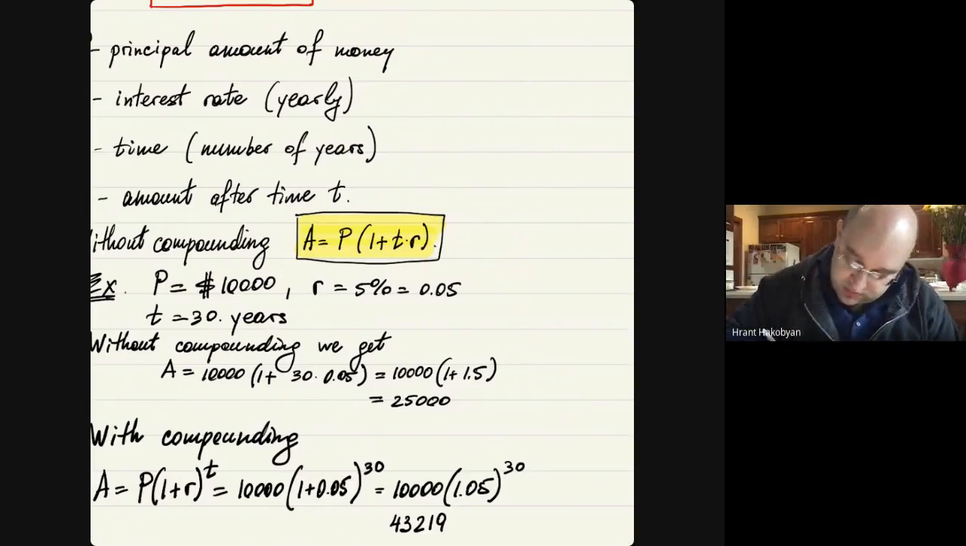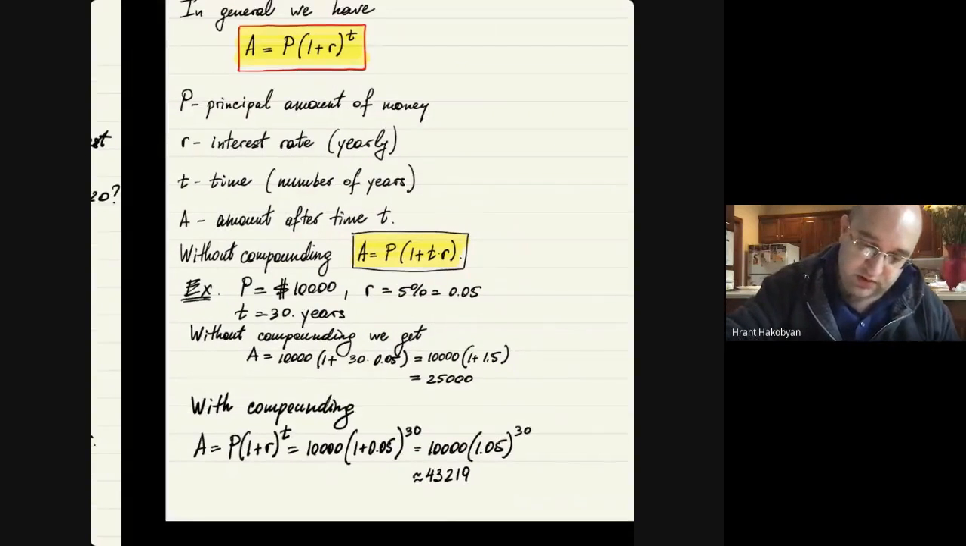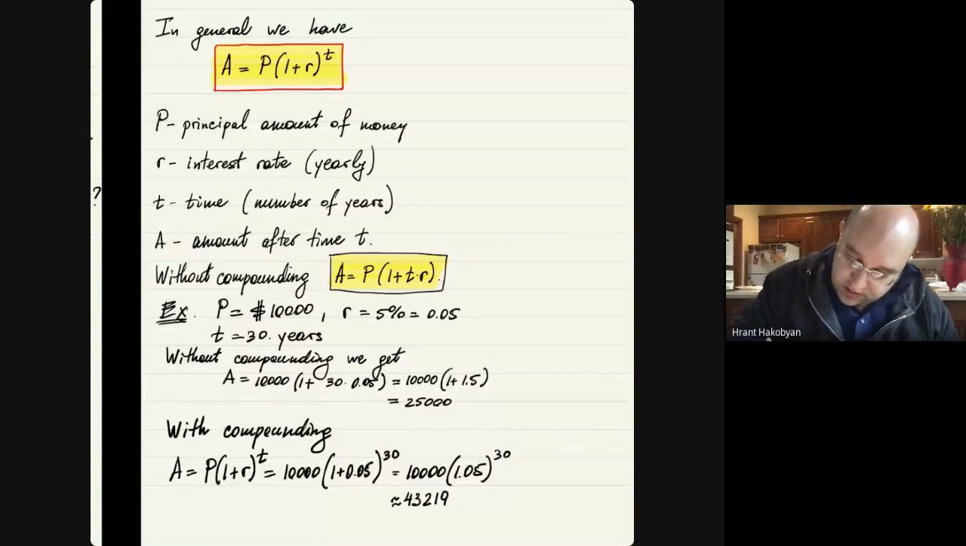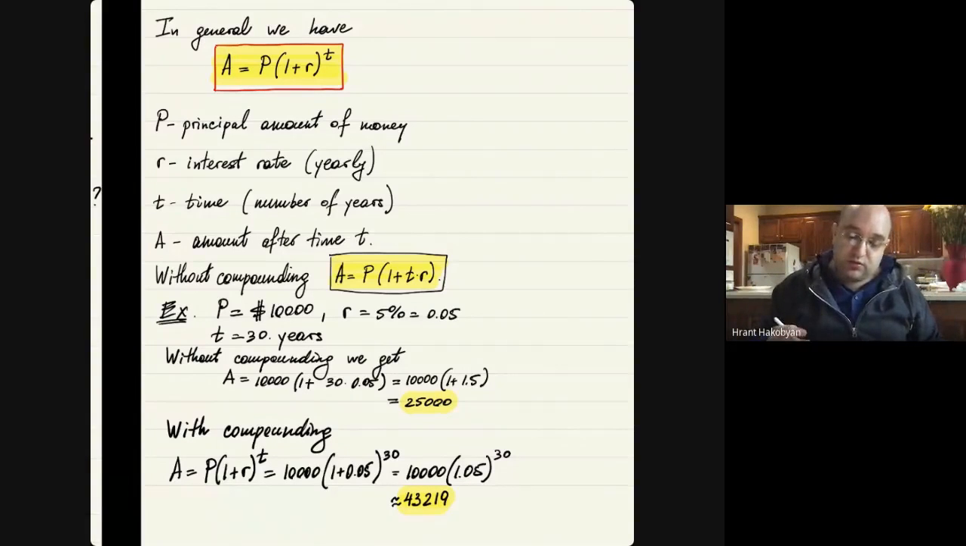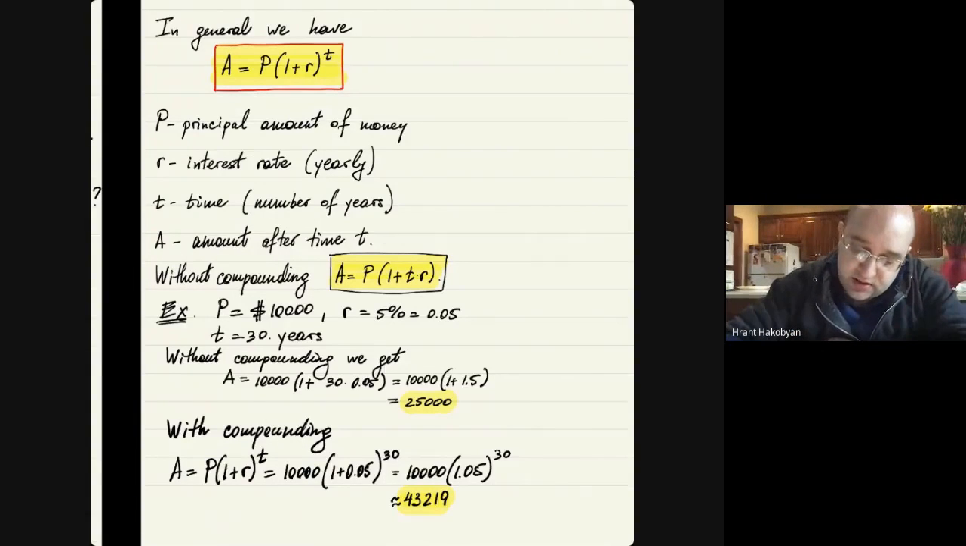So there is a huge difference. And if you take a larger percent, you get an even bigger difference. Again, what did we get? We get two answers. Without compounding, we get that, and with compounding, we get almost 2 times more. Well, not quite 2 times, a little less than 2 times more. But the idea is that these are very different functions.